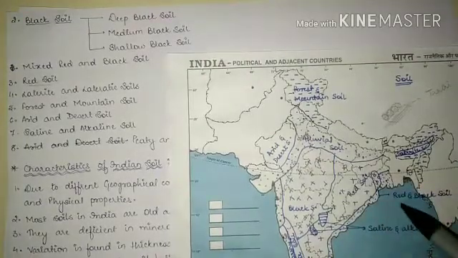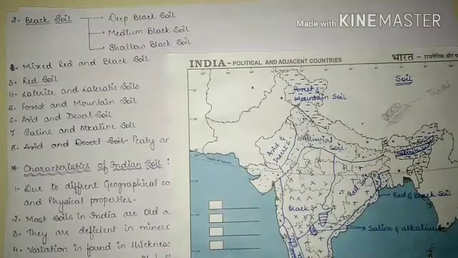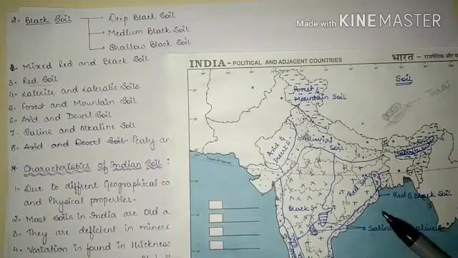Okay, so the red soil covers 10.6% of the total geographical area of the country, and this 10.6% accounts for 3.5 lakh square kilometers. Now the soil spreads in almost whole Tamil Nadu, then part of Karnataka, southwest Maharashtra, then we have Chhattisgarh, Odisha, Chota Nagpur in Jharkhand.